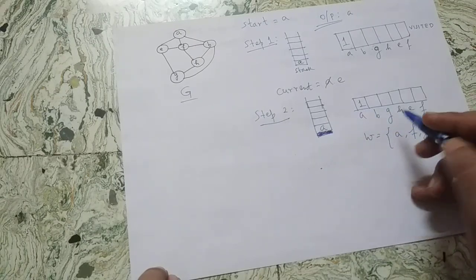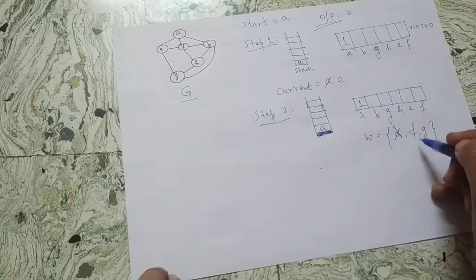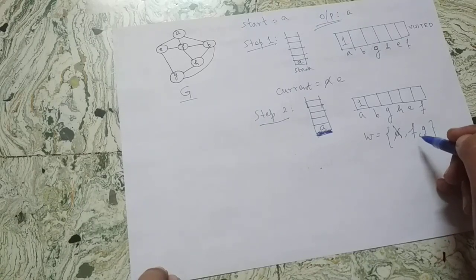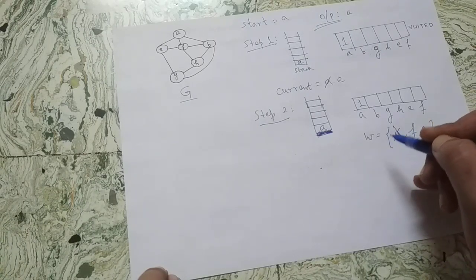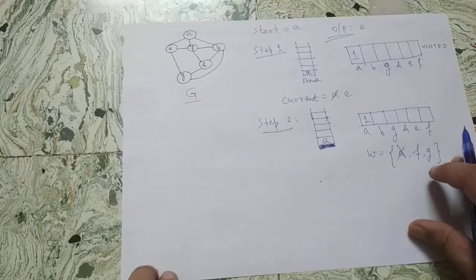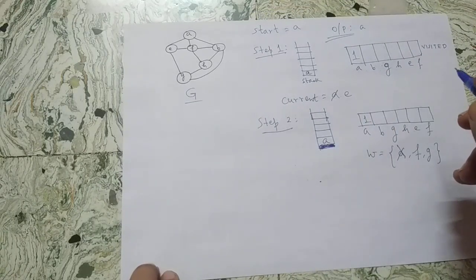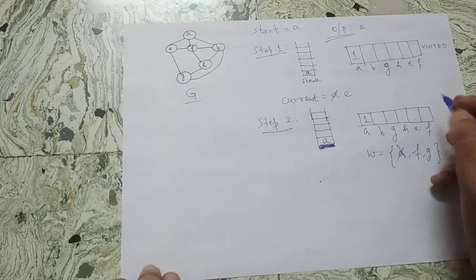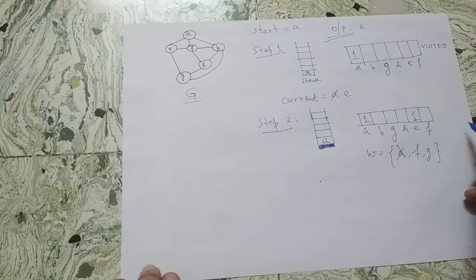I can see that A has already been visited, so A is not an option. I'm left with F and G, so I can choose either F or G. Let me choose F. Now, before choosing F, what will I do? Since E is my current vertex, I will visit it. I'll mark it as visited, and I'll show it in the output.